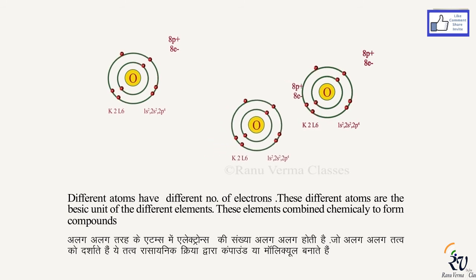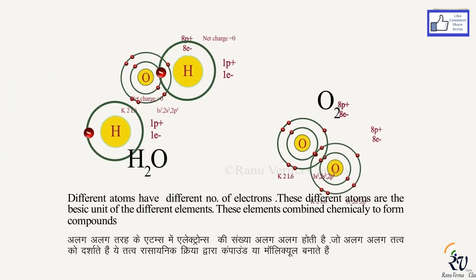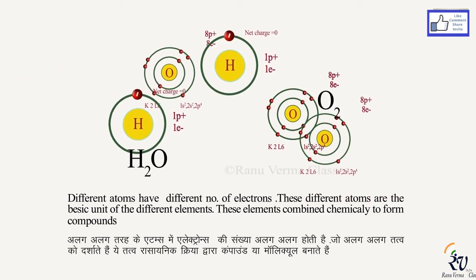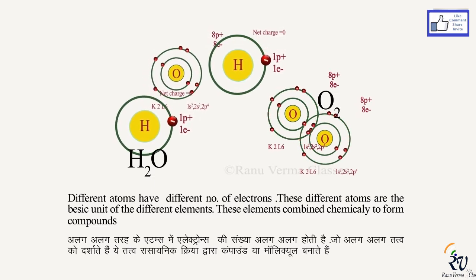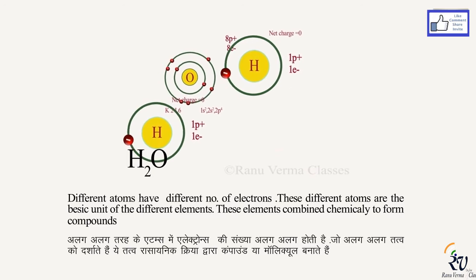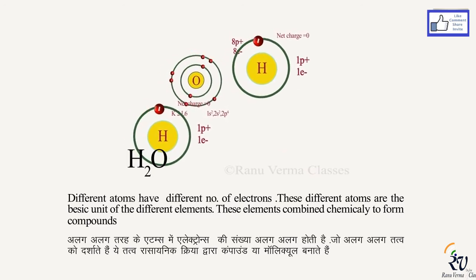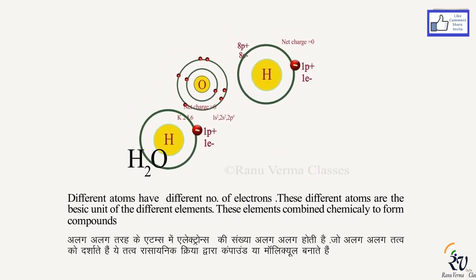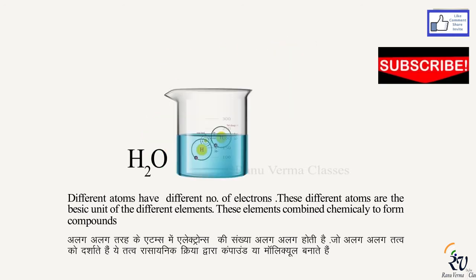These elements chemically react with each other to form a new set of atoms, and that is called a compound. Now it is a new product. For example, hydrogen and oxygen are two different types of atoms which chemically react and form a water molecule.